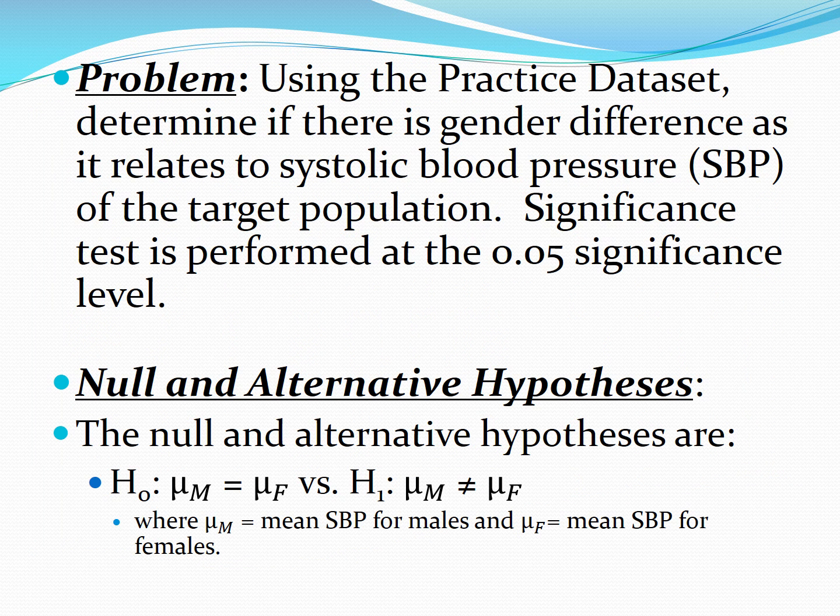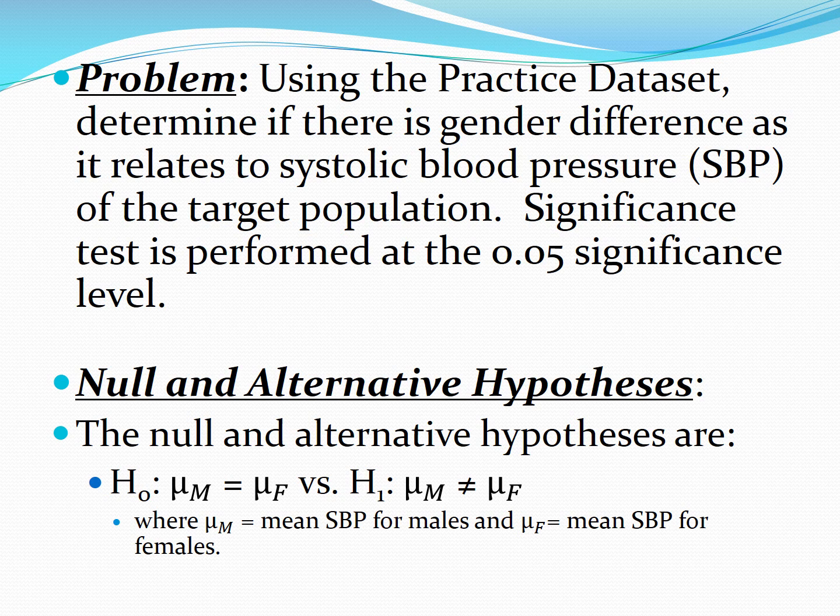The problem statement. Using the practice data set, we are to determine if there are gender differences as it relates to systolic blood pressure of the target population. The test is to be performed at a significance level of 0.05.